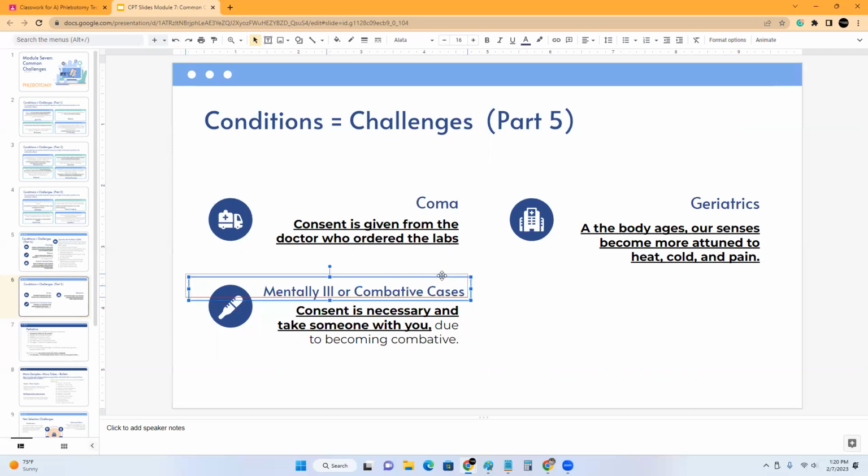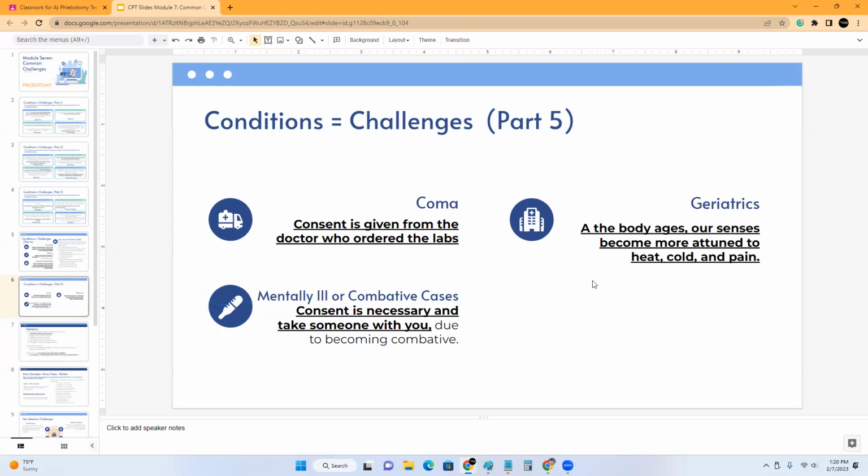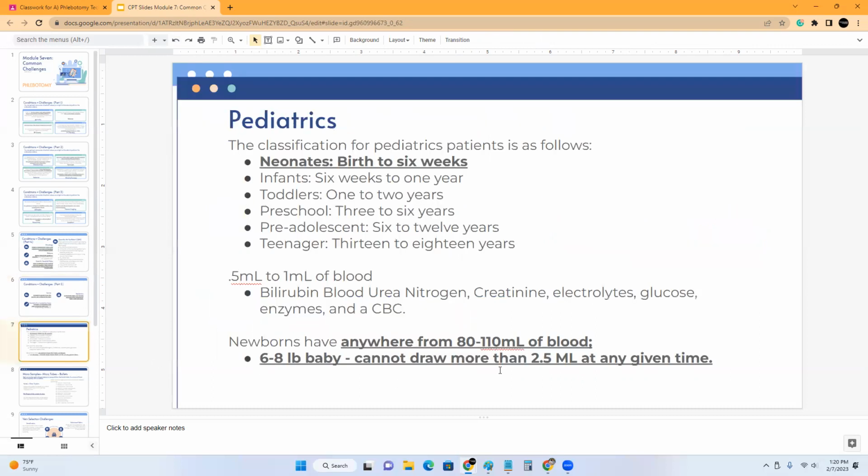But I do recommend taking somebody with you if they are combative or have mental illness, because that's somebody who can help you or be a witness if something does happen while you're in the room. Geriatrics. These are old people. As the body ages, our senses become more attuned to heat, cold, and pain, so they will be more sensitive to these things.